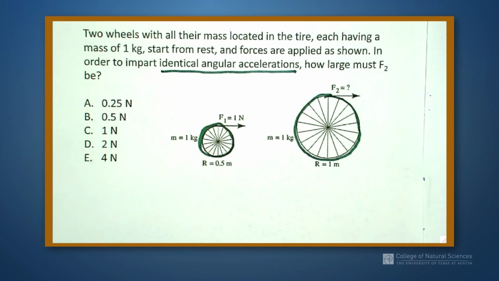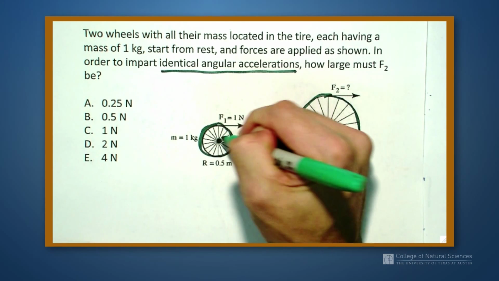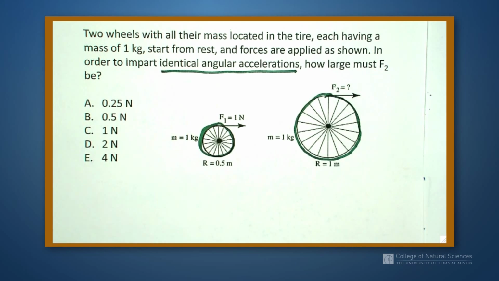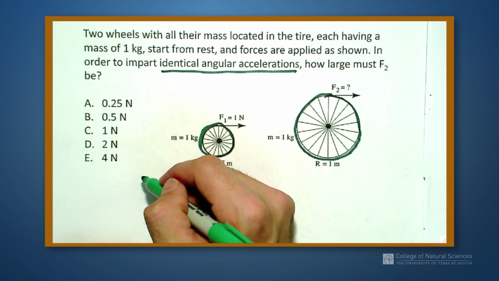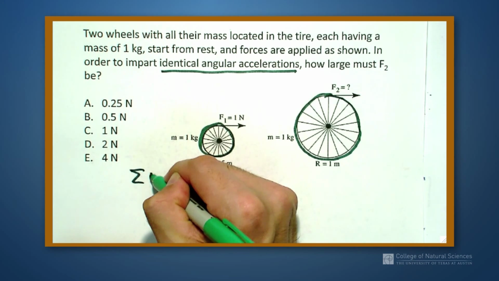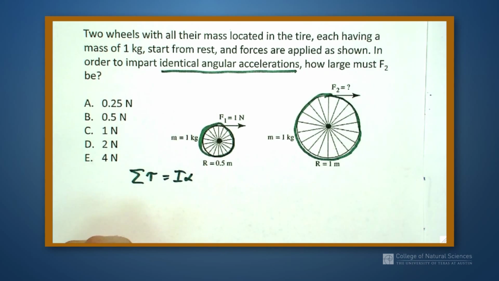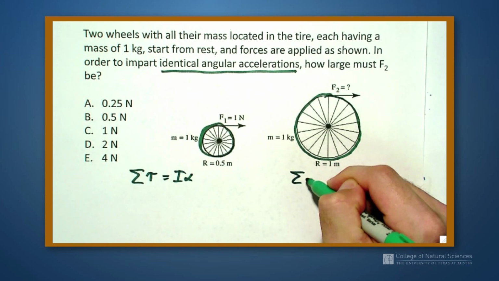Well, I know that this is kind of a unique problem. I have a hoop spinning around a rotational axis. My rotational axis is at the center, and I want to figure out how to get the same angular acceleration. So I know that I have Newton's second law for rotation, which says my net torque is going to give rise to an angular acceleration. And this is going to be the same in both cases.